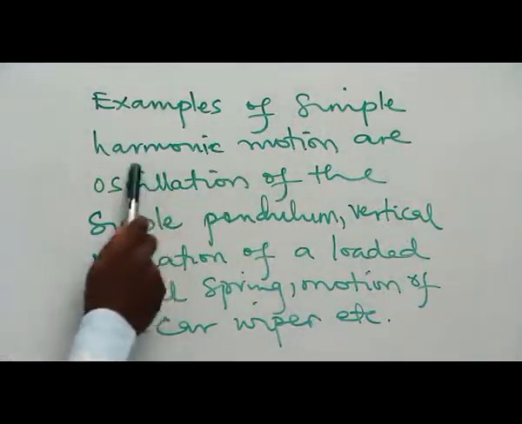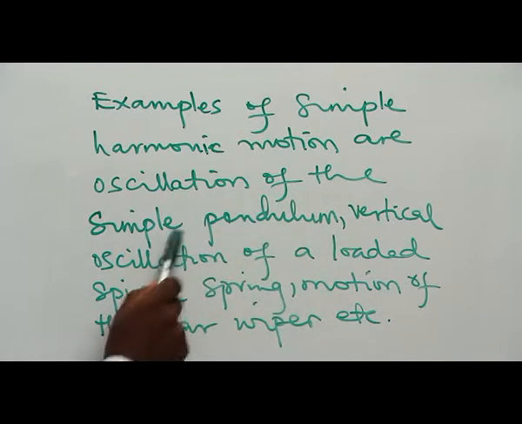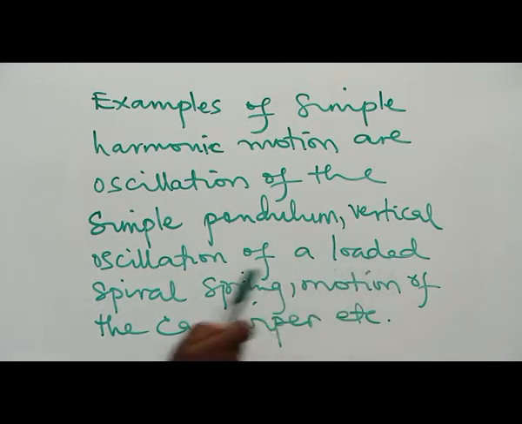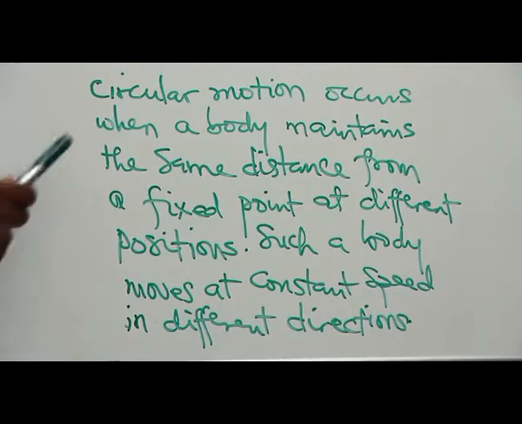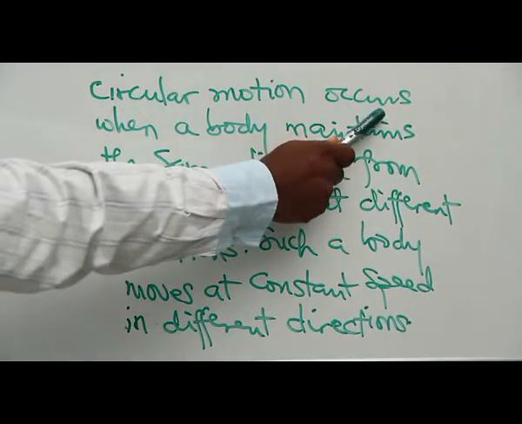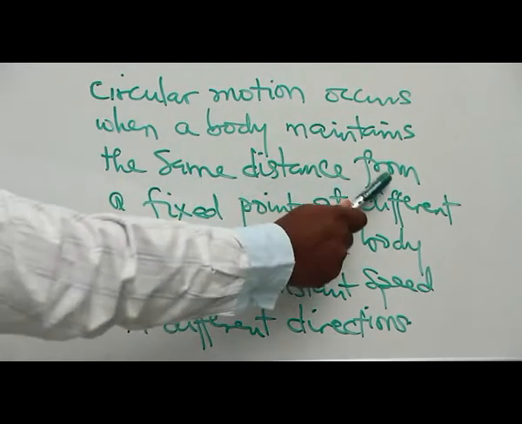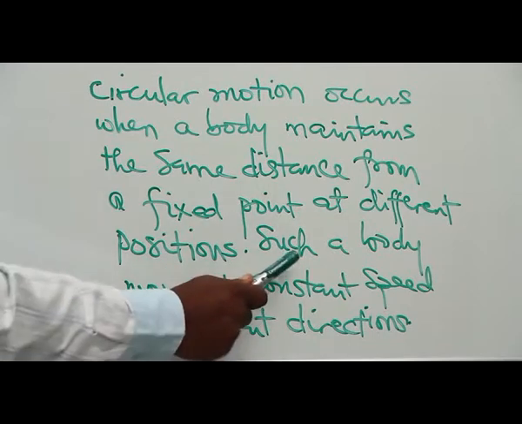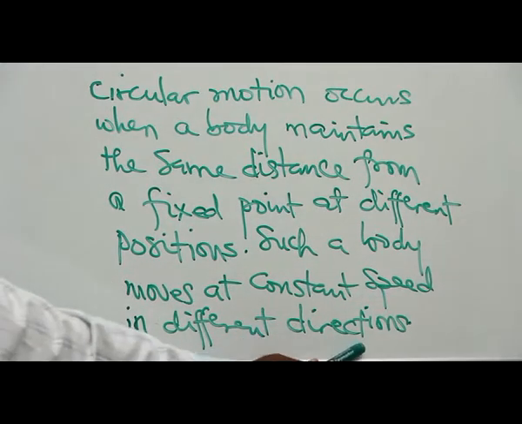Examples of simple harmonic motion are oscillation of the simple pendulum, vertical oscillation of a loaded spiral spring, motion of the car wiper, etc. Circular motion occurs when a body maintains the same distance from a fixed point at different positions. Such a body moves at constant speed in different directions.